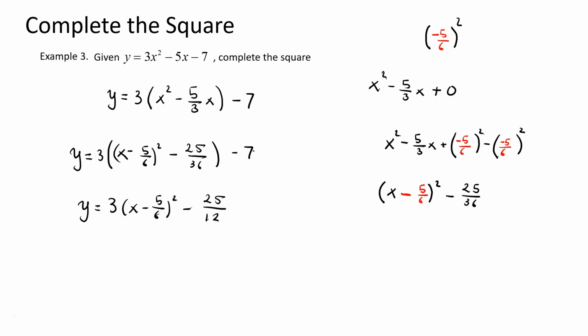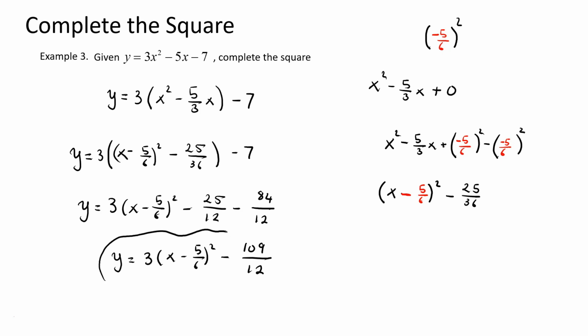Again, I'm going to convert that to the common denominator. The common denominator will be 12. So that will be 84. And if you add them together, you should get 3 times x minus 5 over 6 squared minus, as a numerator, you should get 109. The denominator should come out to be 12. And here's your answer to the question.